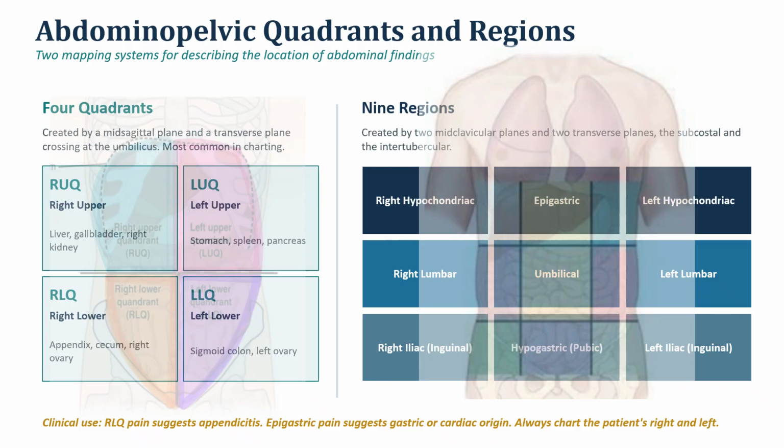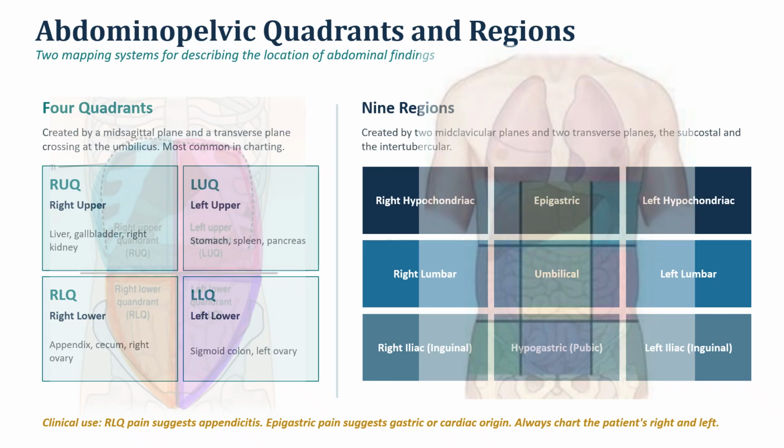Learn a few anchor organs for each. The right upper quadrant holds the liver and gallbladder. The left upper quadrant holds the stomach and spleen. The right lower quadrant holds the appendix. The left lower quadrant holds the sigmoid colon.